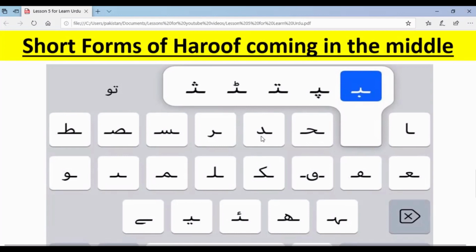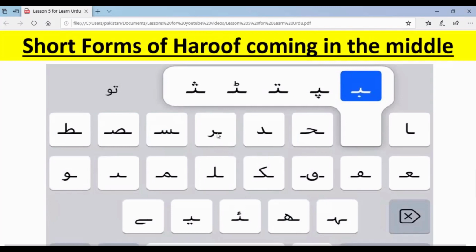Then Dal, Dal, and Zal, three letters. They will look like this, and Dal will be empty. Dal will have a small toy sign at the top, and Zal will have a dot, but the shape will be like this. And then Re, Ade, Ze, Ye, these four letters, whether in the middle or in the end, both shapes are like this.